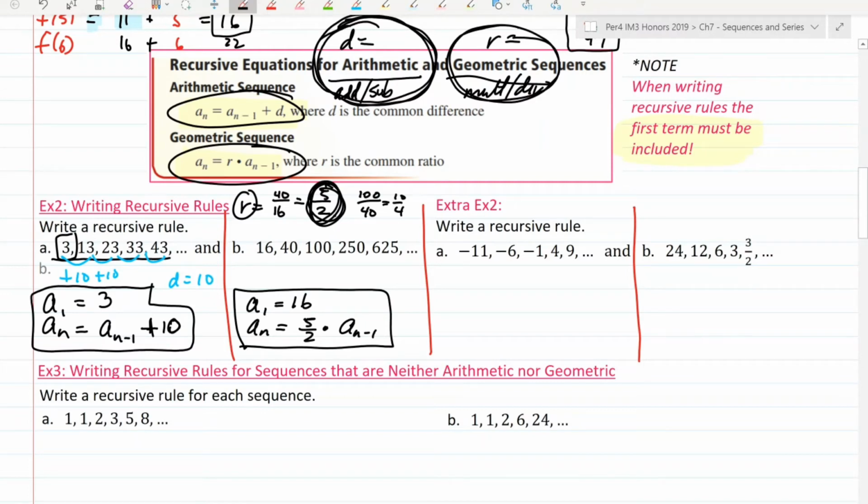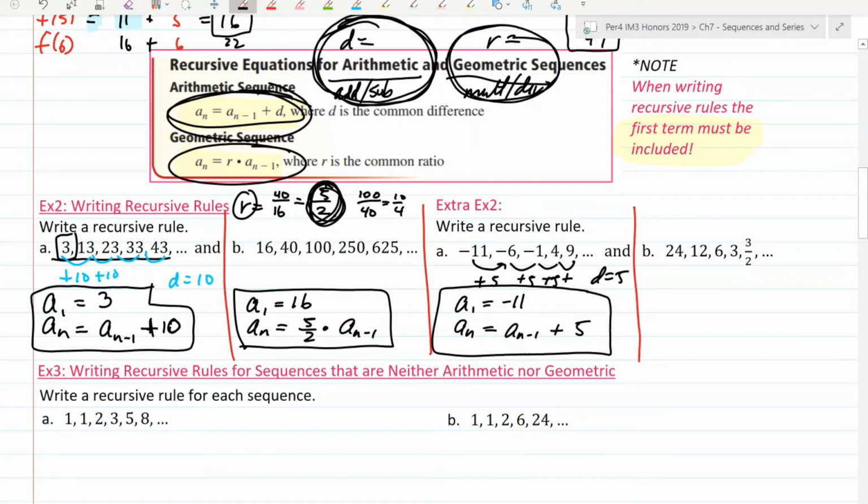All right, so I'm going to go ahead and do this. I'm assuming you finished them already. So from here to here, they're adding 5. From here to here, plus 5. Okay, so D is equal to 5. The numbers are getting bigger. So the first term is negative 11, and the rule is the previous term plus 5.